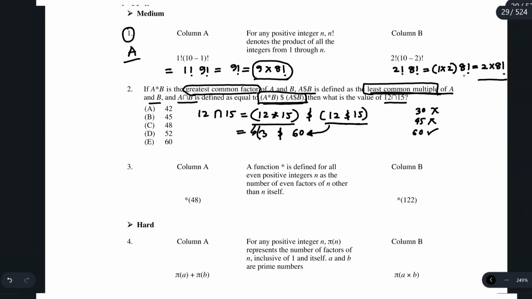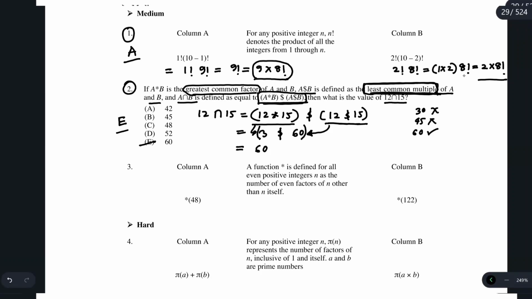Now we have to figure out 3 $ 60. So 3 $ 60 means we have to figure out the least common multiple of 3 and 60, and it should be 60, because 3 and 60 both go into 60, and it is the least value, or least common multiple, that both 3 and 60 go into. So the answer for that number 2 math should be E.